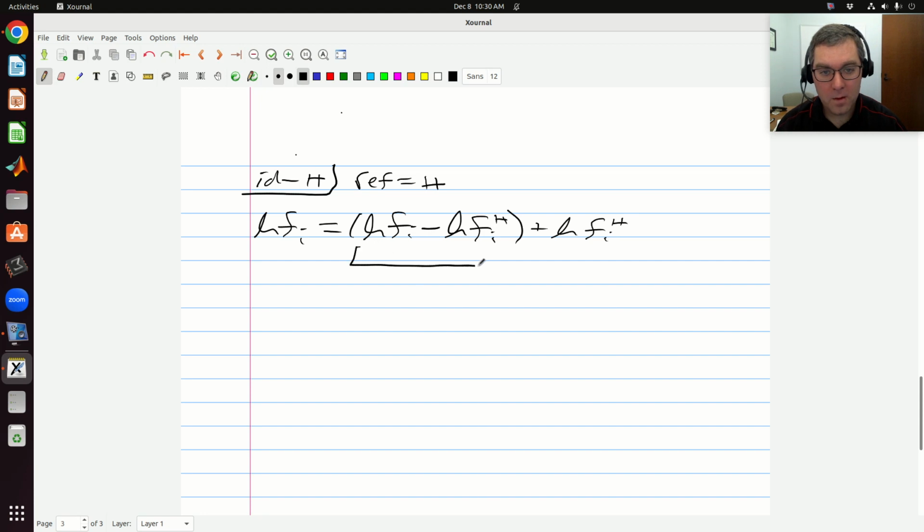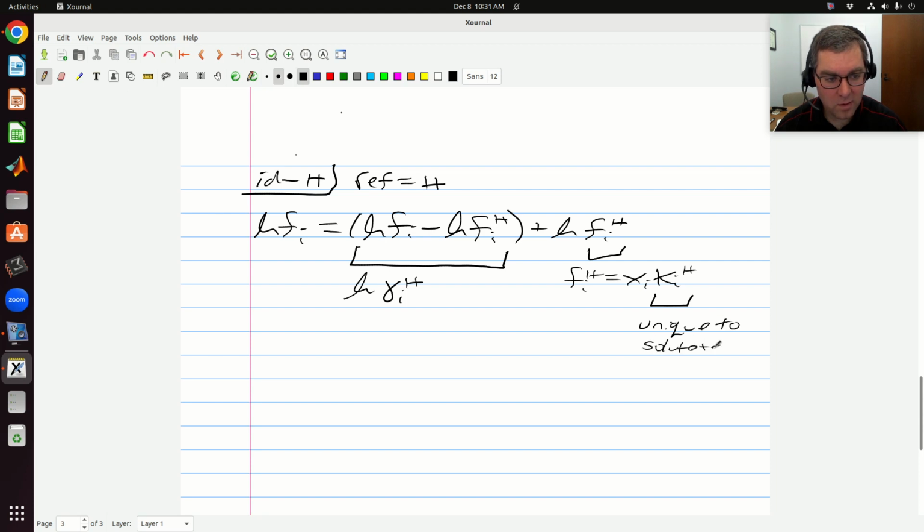This term here is going to get the name log gamma_i, but now I'm going to put a superscript h on it because this is an activity coefficient defined in the Henry's law context. And then f_i^H, the fugacity of component i in a Henry's law context, is going to take the form mole fraction x_i times k_i^H. So k_i^H is my Henry's law constant. What's going to be important is that this is unique to the solute and solvent.